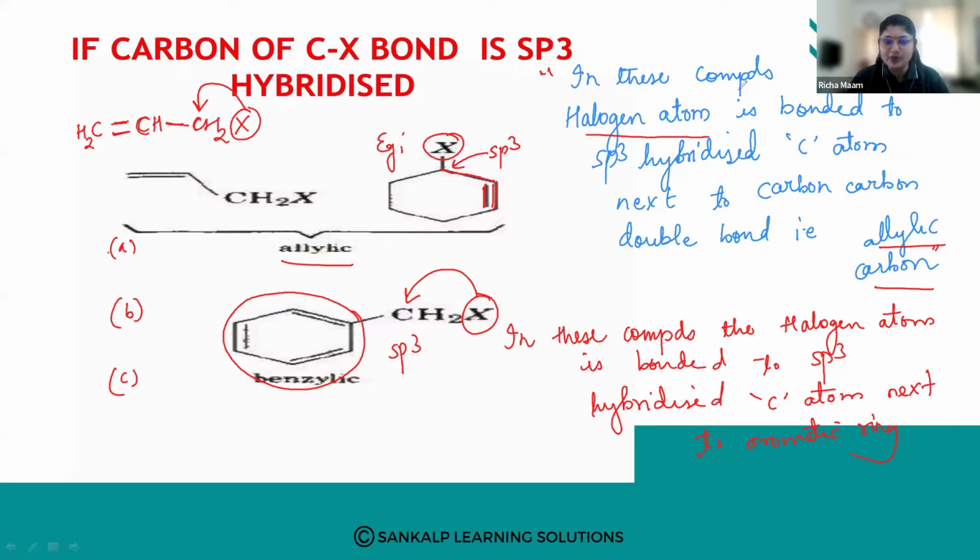So later I won't be explaining again and again. Allylic, what is allylic, what is benzylic? If I consider an allylic halide, you have to imagine and understand. Allylic means the halogen atom is attached to an sp3 hybridized carbon, which is next to a carbon-carbon double bond. What do you mean by benzylic? In benzylic compounds, the halogen atom is bonded to an sp3 hybridized carbon atom, which is next to an aromatic ring. So like this, you have to imagine the things. Is it clear? What is benzylic halides?